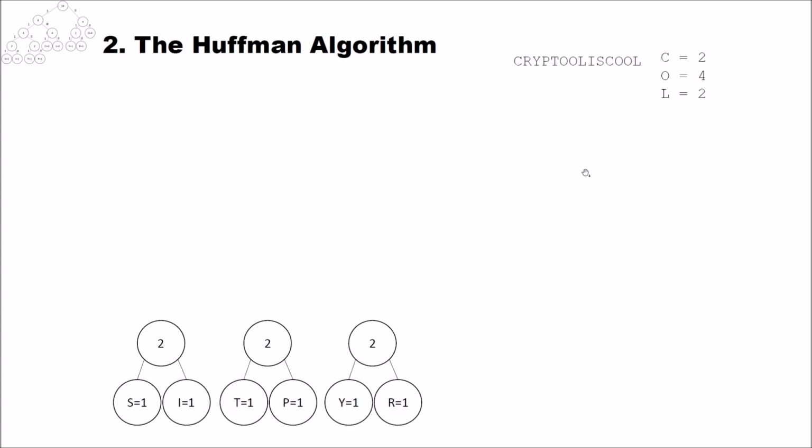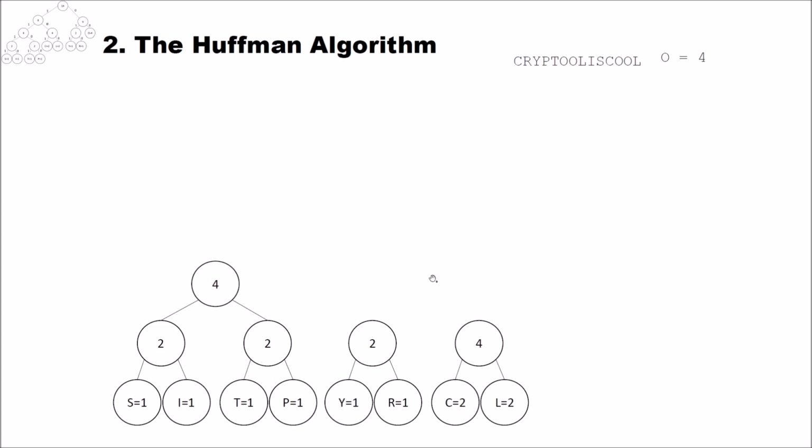So in this case, we connect the C and the L. And then, of course, the sum of 2 and 2 here is 4. In the next step, we have to connect also the two smallest subtrees. In our case, we have O equal 4. This is a tree with only one node. And then we have the subtrees here with 2s. So we connect our two subtrees here and we get 4, because these are 2.